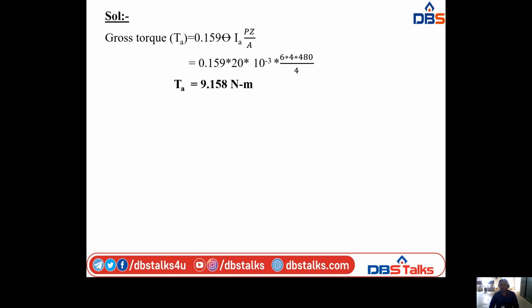Finally we have 9.158 Newton meter. That is the gross torque developed by the DC motor for the given problem.